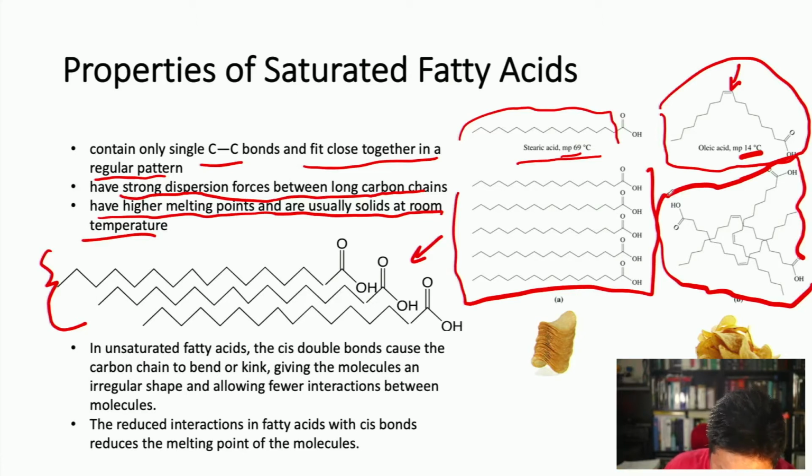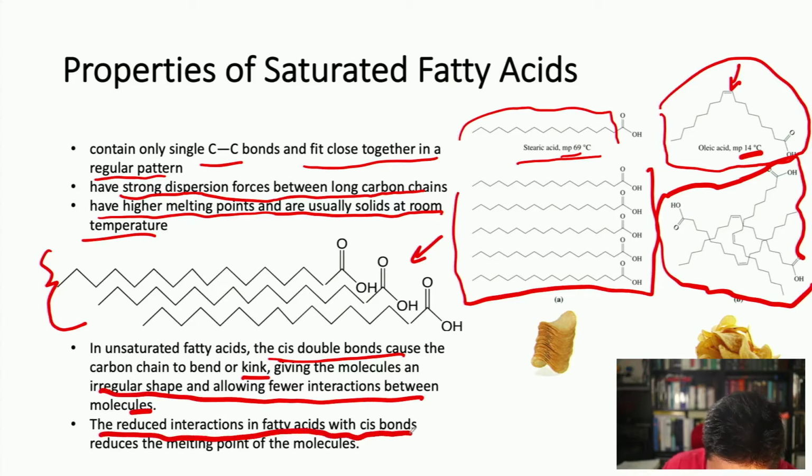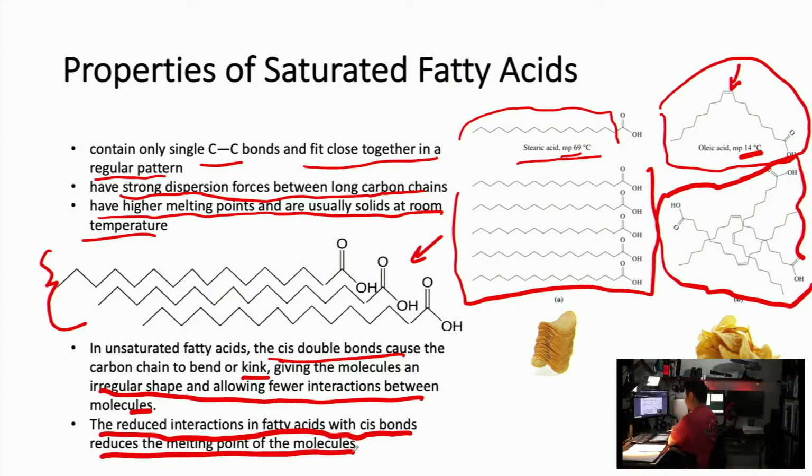And I've already said all this stuff here too. Unsaturated fatty acids, cis double bonds cause a kink, giving molecules an irregular shape and allowing fewer interactions between the molecules. Right, and then the reduced interactions of the fatty acids with the cis bonds reduces the melting point of the molecules. Right, so the more interaction, the closer they are to each other, the more interaction there can be between the molecules, and the higher the melting point. But if there's less interaction, then the lower the melting point, right?